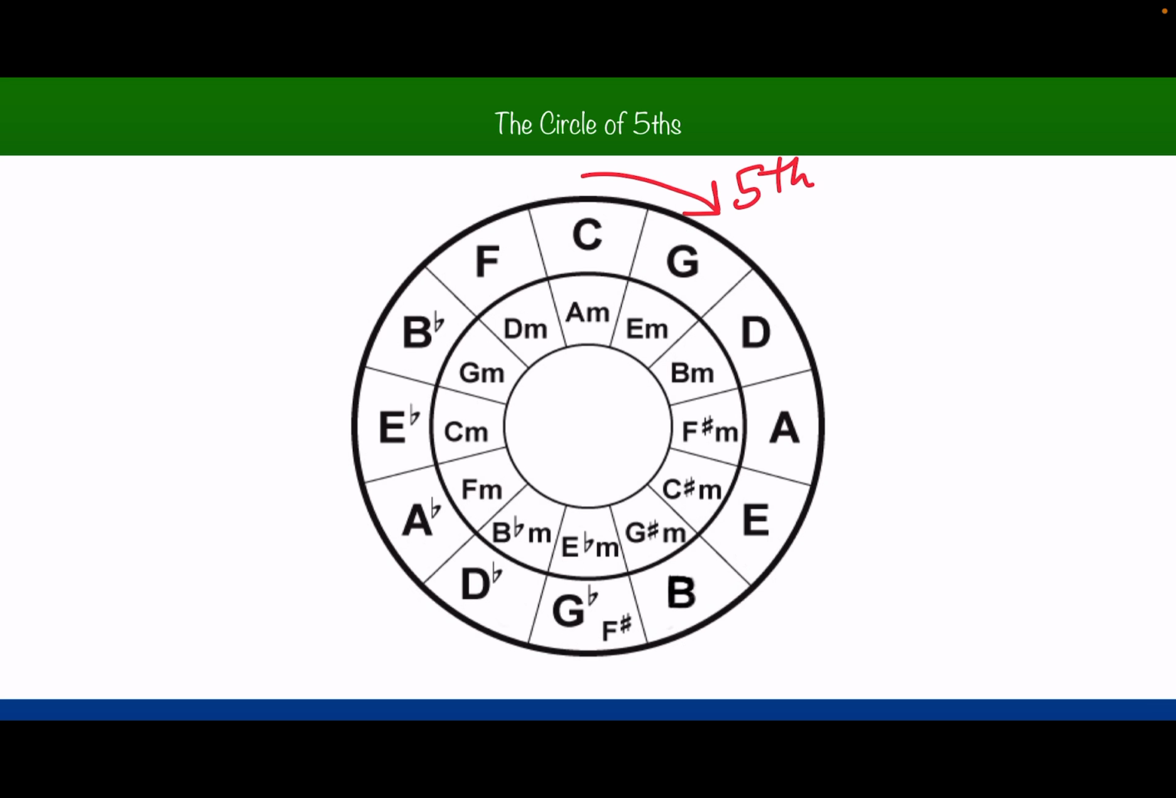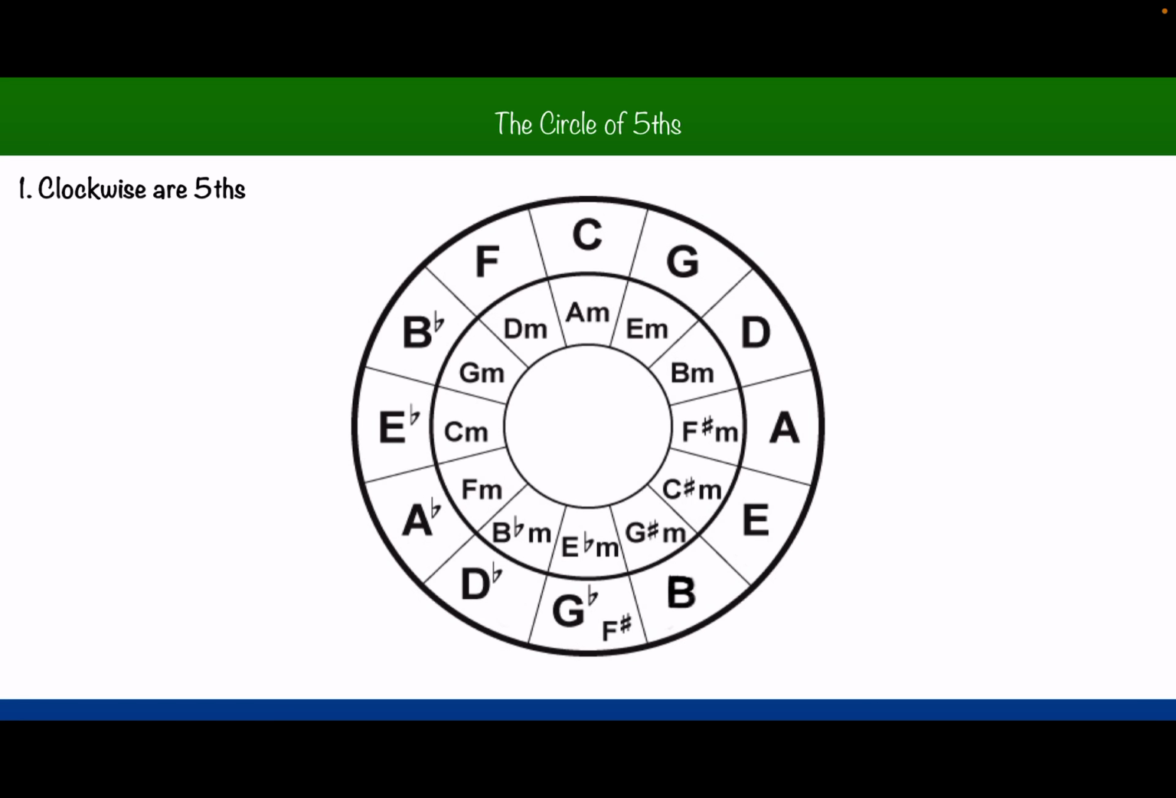So what is the fifth interval of G? Well, it's D. G, A, B, C, D. That's a fifth. Let's do one more. D to A. D, E, F, G, A. Whew, it's hard to count sometimes. So the first thing that you should know about the circle of fifths is that every clockwise position is a fifth interval from the note before it. Sweet. All right, let's move on.